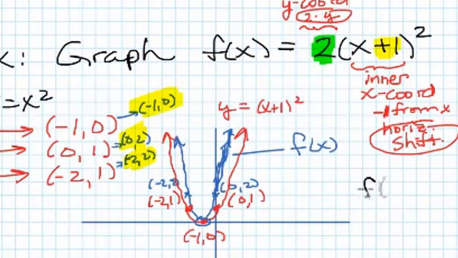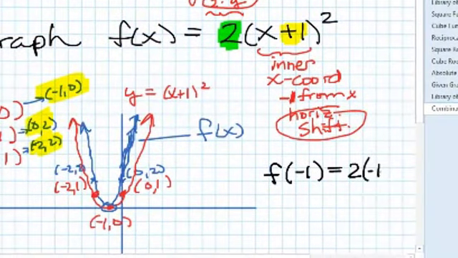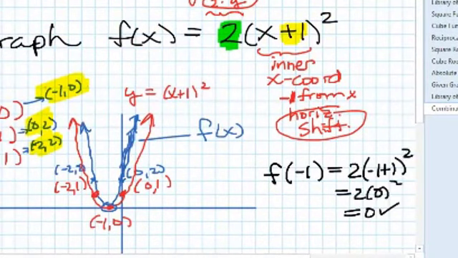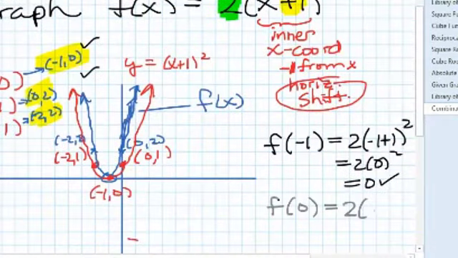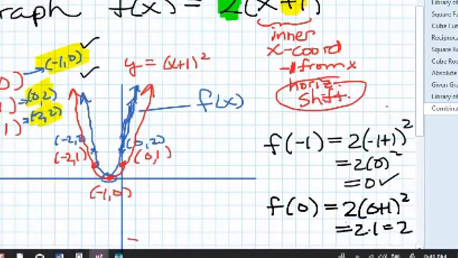So let's just check. For example, if I plug in negative 1 to f, I should get 0. Let's see, negative 1 plus 1 squared, so we get 2 times 0 squared equals 0. So yeah, it should go through the point negative 1, 0. If I plug in 0, I should get 2. Let's see, f of 0 equals 2 times (0 plus 1) squared. It's 2 times 1, which is 2. So that worked as well.